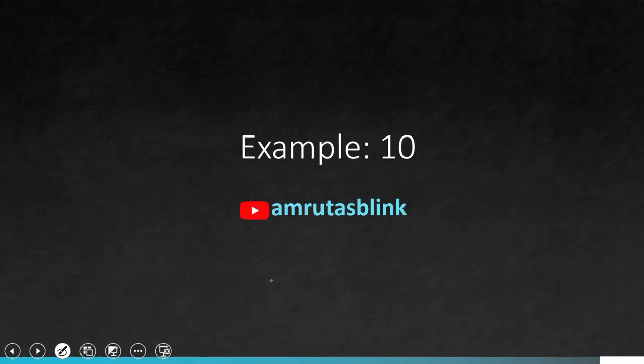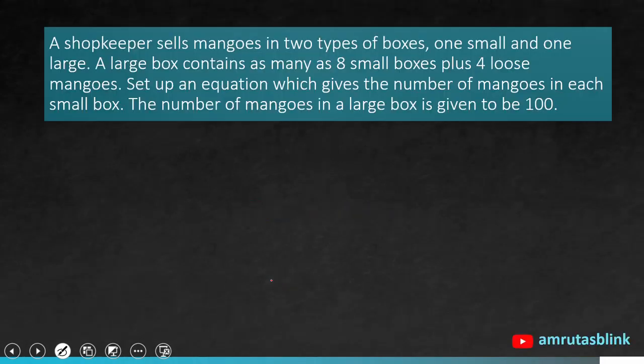Example 10. A shopkeeper sells mangoes in two types of boxes, one small and one large. A large box contains as many as 8 small boxes plus 4 loose mangoes. Set up an equation which gives the number of mangoes in each small box. The number of mangoes in the large box is given to be 100.